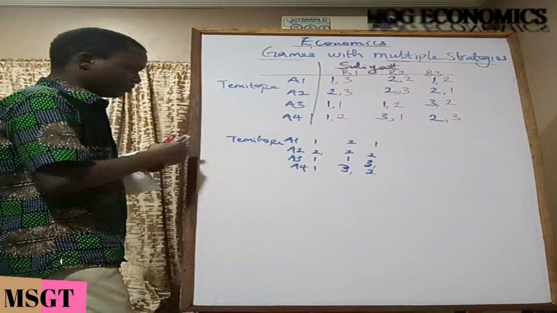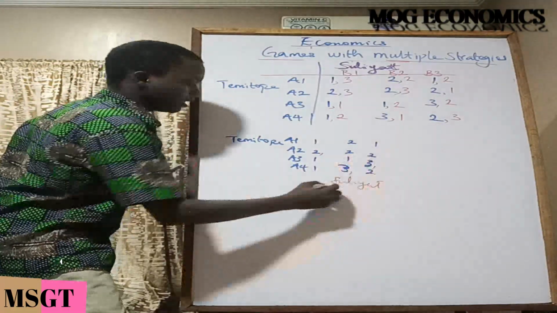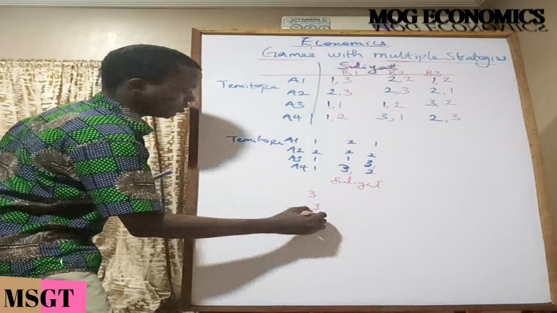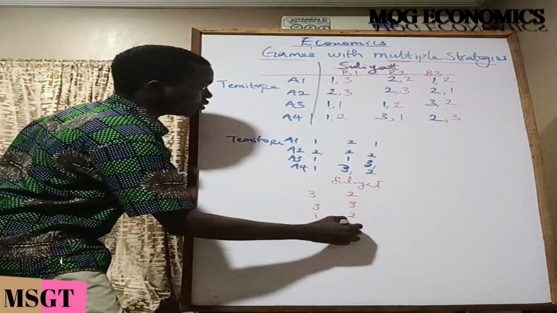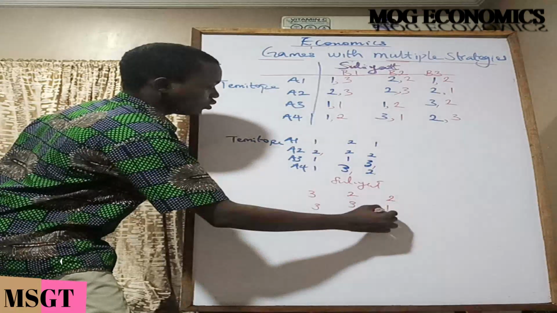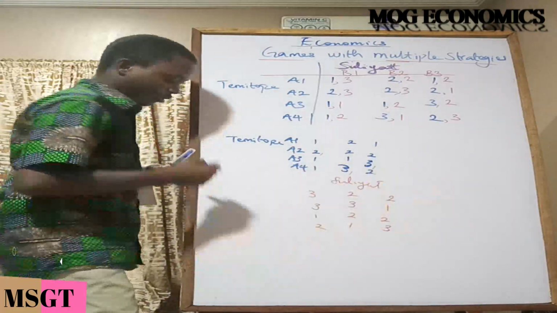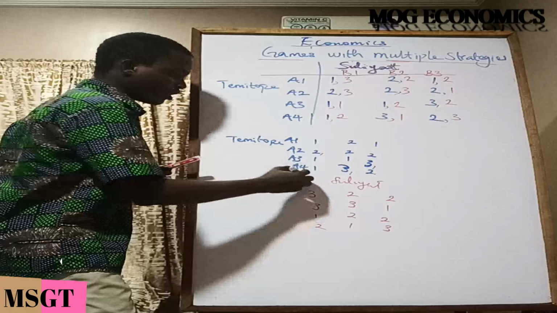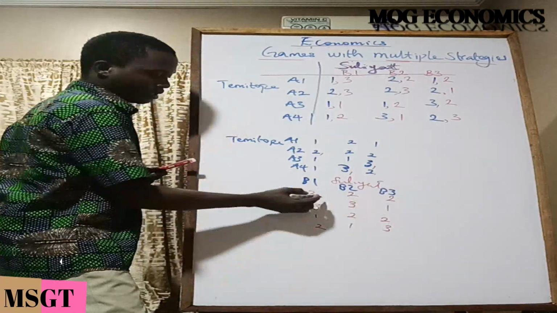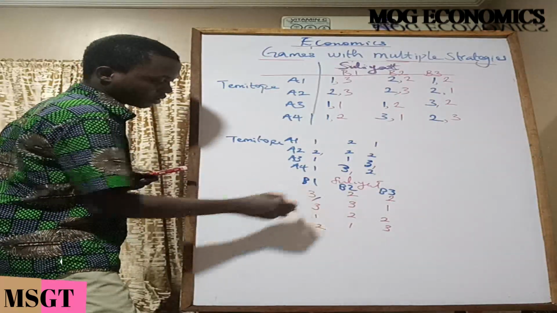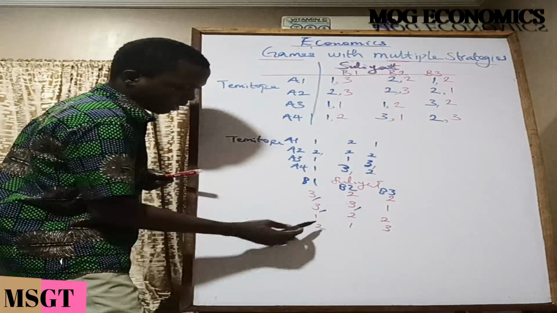Now, Suliat. For Suliat, we have 3, 3, 1, 2. We have 2, 3, 2, 1. We have 2, 1, 2, 3. So it's comparing our strategies like this. For the first one, this is B1, B2, B3. 3 is better than 2, so you pick this one. Then 3, anyway, 3, 3.